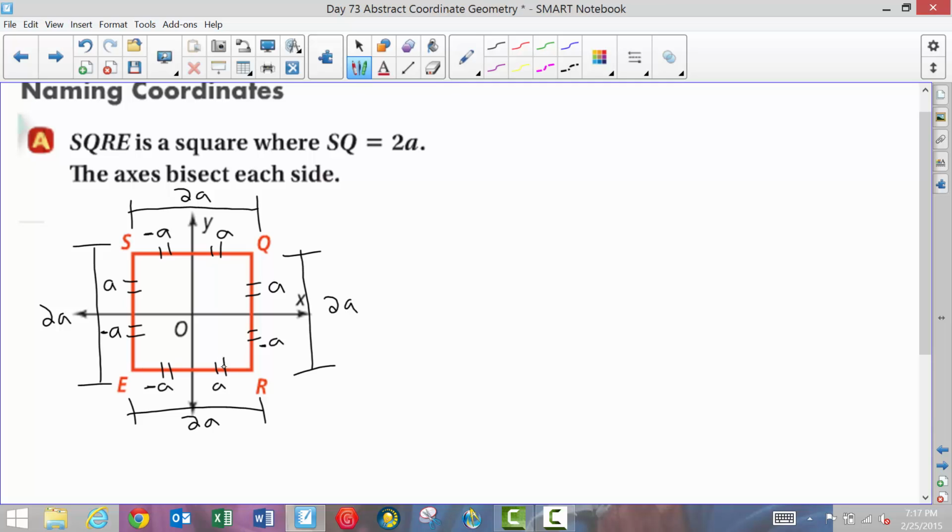So now I can find my coordinates. The coordinates of Q, I go over a, up a. Coordinates of R, I went over a, down a, so it's a, negative a. To E, I start at the origin, so I go over negative a, down negative a. So E is negative a, negative a. And to get S, I start at origin, and I go over negative a, up a. So S is at negative a, comma a. So those are my coordinates.